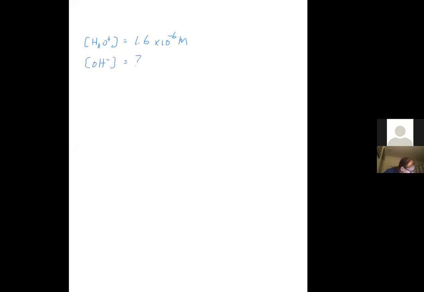Okay, well, here's what we do. Kw is equal to the concentration of these two multiplied together, right? We want to find hydroxide, so divide both sides by hydronium. See, I'm doing it in symbolic form now instead of putting the numbers in. That's generally how I do it. I do the symbols first and then put the numbers in, but you can put the numbers in whenever you feel like it.